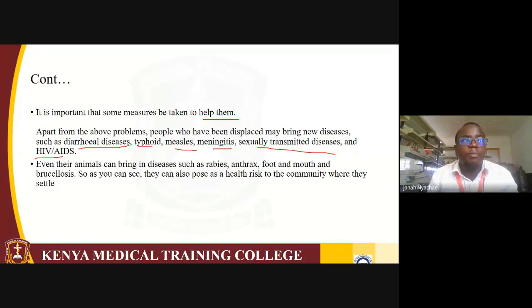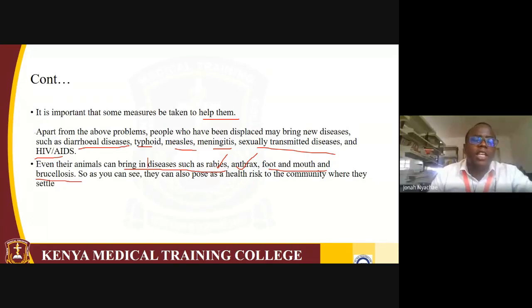We have to ensure that, because these people are physical beings, they may want to engage in some sexual activity just for relaxation, at least to take their mind away from their circumstance. So illnesses like HIV and AIDS will be prone, and therefore we need to ensure that we assist them. Even the animals that they bring together with the camp can also bring diseases such as rabies, anthrax, foot and mouth disease, brucellosis, East Coast fever, trypanosomiasis, and so on and so forth.